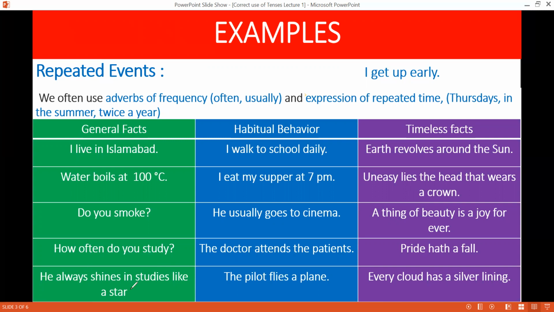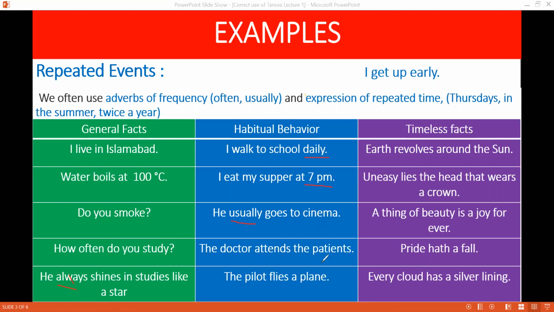He always shines in studies like a star. Always. This is a word of frequency. This tells that this is a permanent event. Habitual behavior. I walk to school daily. Now mark the word daily. I eat my supper at 7. Mark the word 7 p.m. He usually, mark this word, goes to cinema.